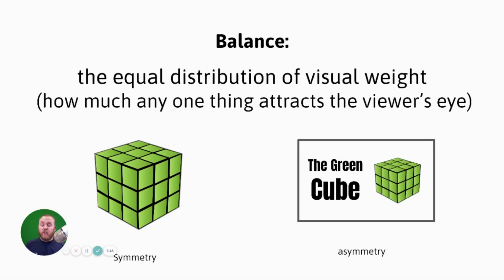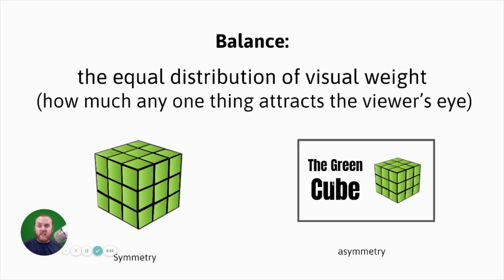All right, and then the last one that is super important to think about is balance. The equal distribution of visual weight, how much any one thing attracts the viewer's eye. So we have symmetry and we have asymmetry. So think about this cube here, like this all green Rubik's Cube. It looks complete. It is 100% symmetrical. So you could divide it down the middle, you could divide it across here, and you know that it works, it's balanced because it's right there, centered, and it fits just fine. But if we look at our other design, we have some visual weight that is equally distributed. The size of the cube is about the size of the words.